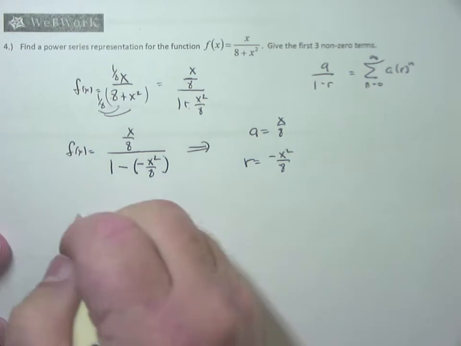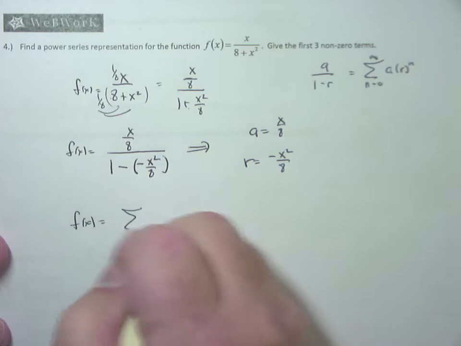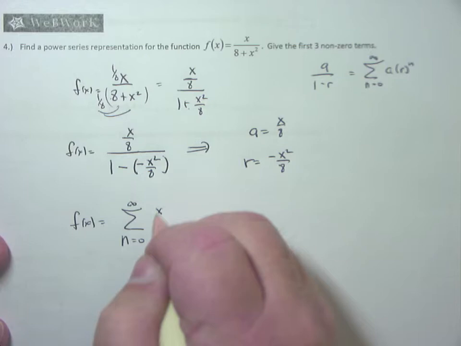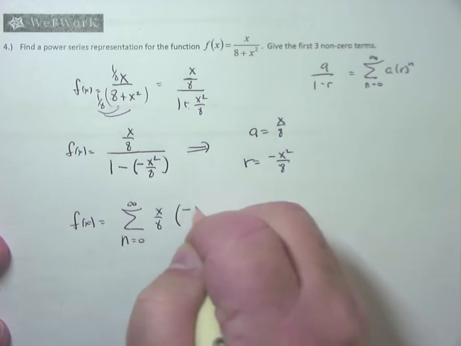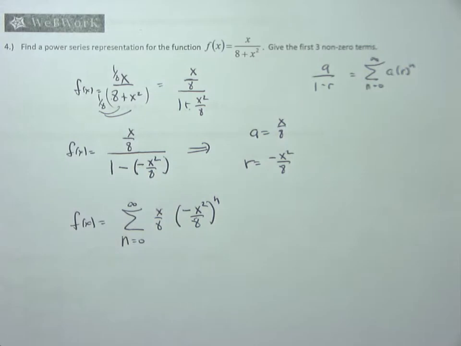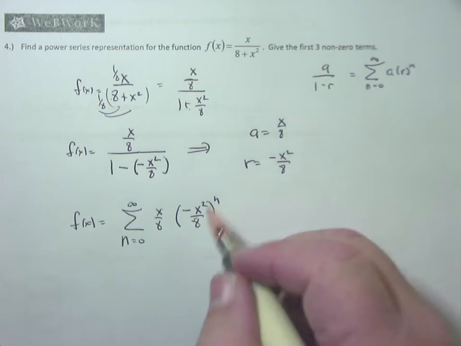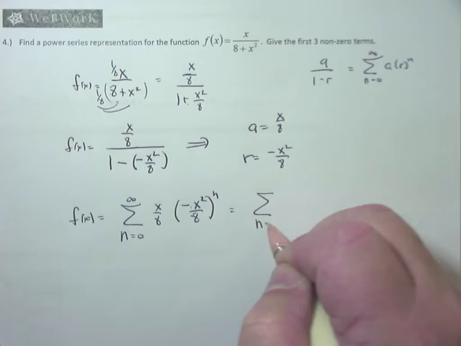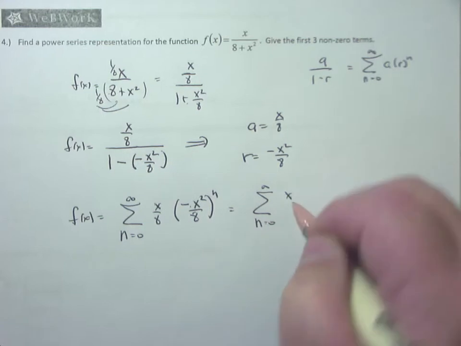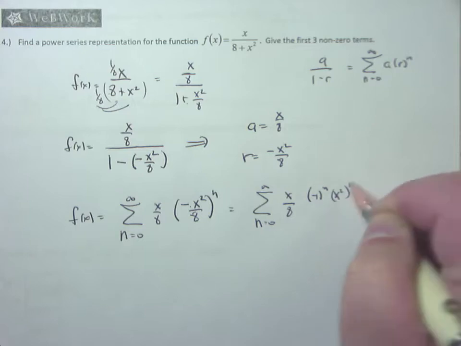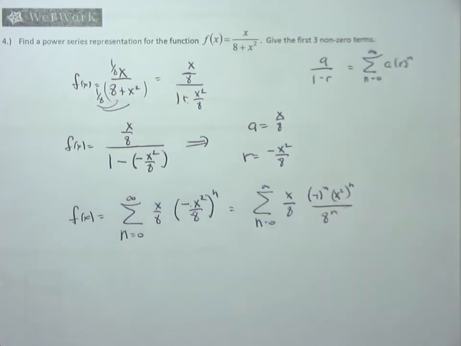Converting it into my formula, this means your function is going to be the sum as n goes from 0 to infinity of a, which is x over 8, times r, which is negative x squared over 8, to the n. Now you want to clean this up. Distribute your n power. This is negative 1 times x squared over 8. This turns into the sum as n goes from 0 to infinity of x over 8 times negative 1 to the n, x squared to the n, over 8 to the n.